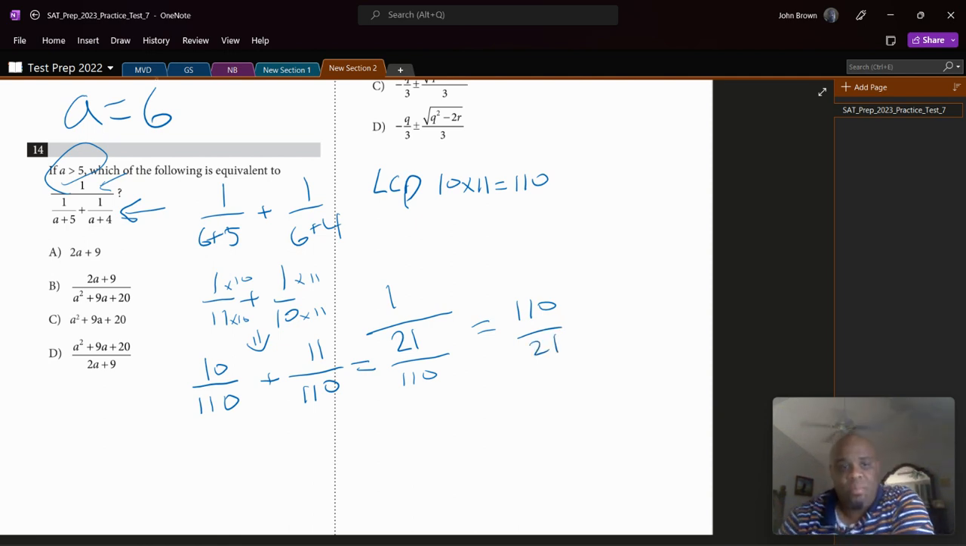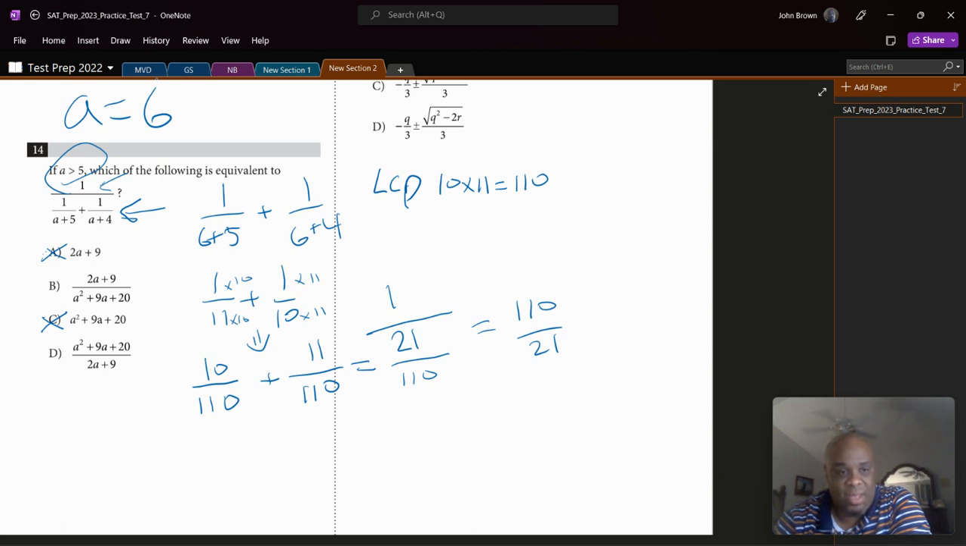All right, so I look at my answer choices, and I know that, first of all, my answer is going to be a fraction. So A is out and C is out because those aren't fractions, right? So I'm going to choose one of these and see which one is going to give me 110 on the top and 21 on the bottom. And I'm going to guess. And if I get it, then I choose that one. If I don't get it, it's the other one, right?